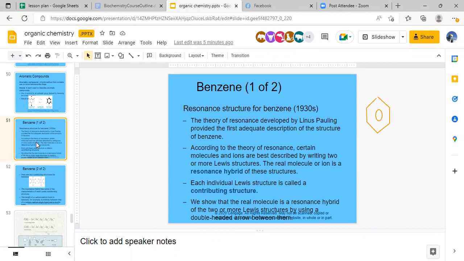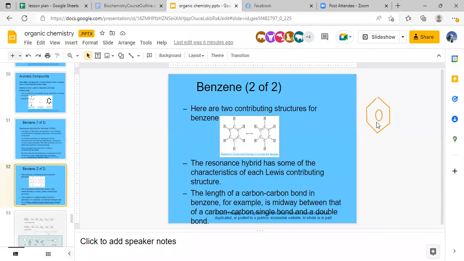Each individual Lewis structure is called a contributing structure. So we show that the real molecule is a resonance hybrid of the two or more Lewis structures by using the double-headed arrow between them. So what is that? A combination of two structures. It's a combination of the two structures, a hexagon with the ring in the middle. So that is the representation of benzene.